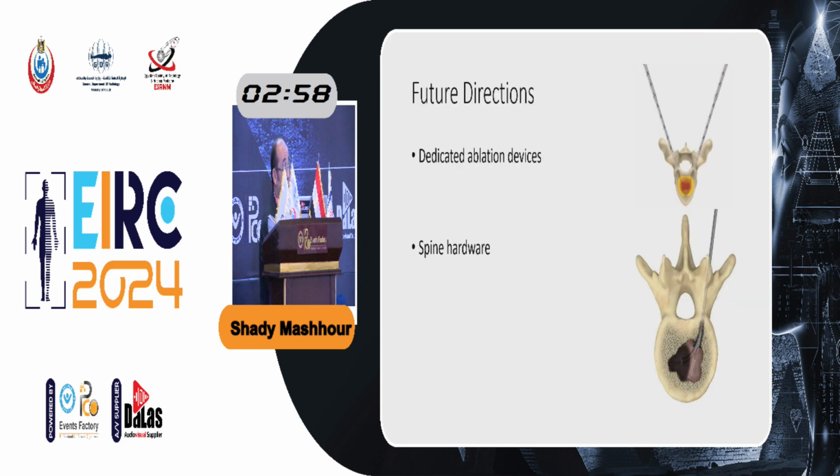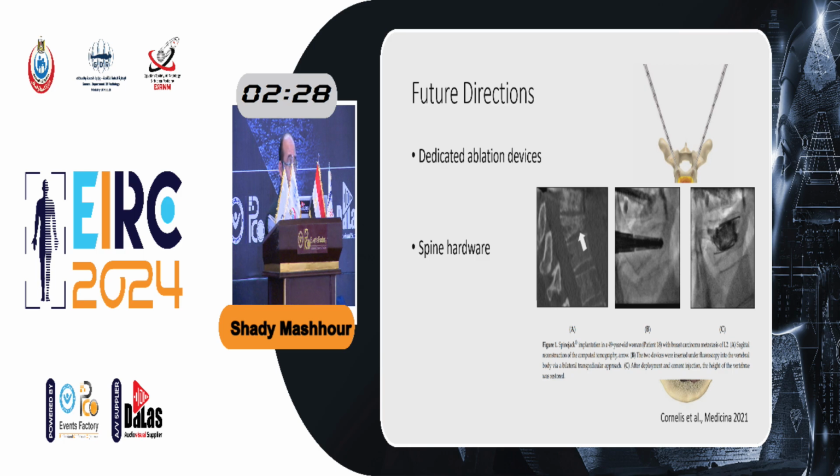The future directions involve dedicated ablation devices, especially for the spine, because the morphology and the anatomy of the spine is different from other bones. Some needles form an ablation zone between the two poles of the ablation device. Other devices are curved so they can conform to the axis of the vertebral body, producing a better and more predictable ablation zone. And there is spinal hardware, where they try to uplift the vertebral body and reduce the kyphotic effect. This is a SpineJack. It's not available, again, in Egypt. Some other devices are available, and it helps.